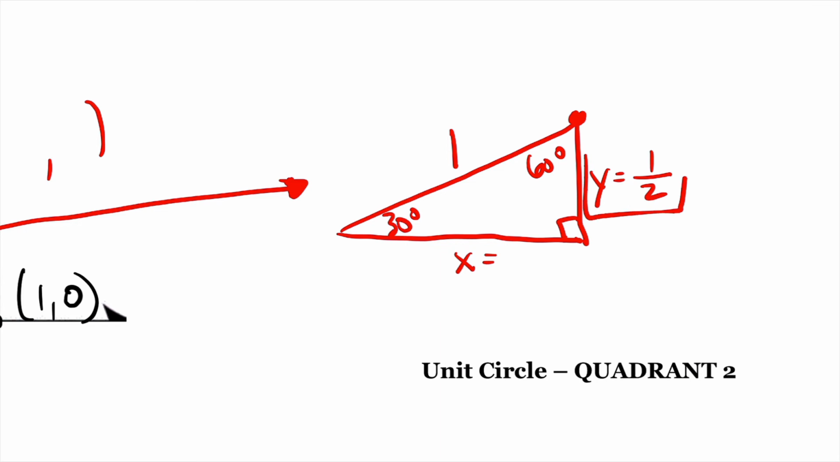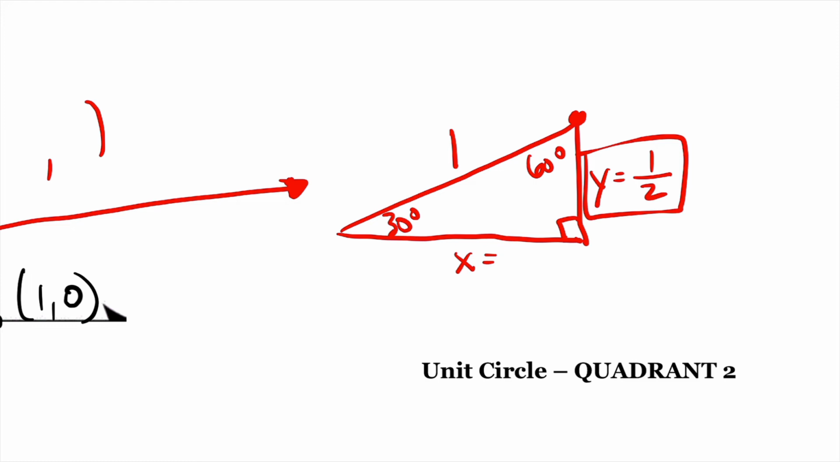There you go. Good. Why is that one the short leg? Because it's opposite the 30, right? Anything that's up when it's a 30, 60, 90, if it's opposite of the 30, that's the short leg. Okay. So I got the short leg.